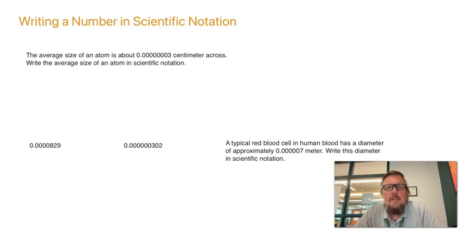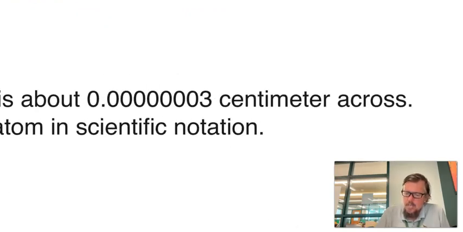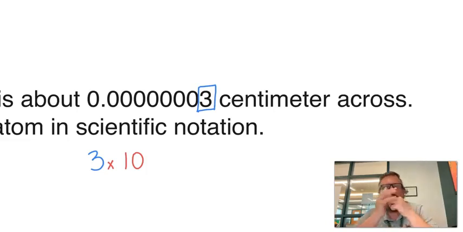So the average size of an atom is about 0 point, and it looks like a handful of decimals, 3 centimeters across. Write the average size of an atom in scientific notation. So just like whenever we were taking a very large number and writing it in scientific notation, when you take a very small number, the beginning process is the same. We start with the number that is at the end of all the zeros, which in this case is the number 3. So let's start with a 3, and just like before, we're going to multiply it by some power of 10. So times 10 raised to some power.